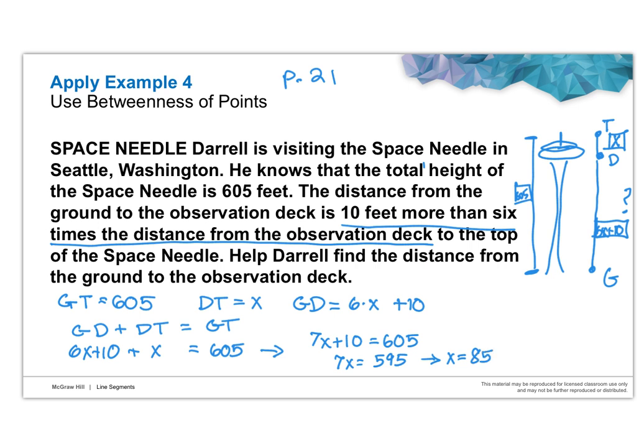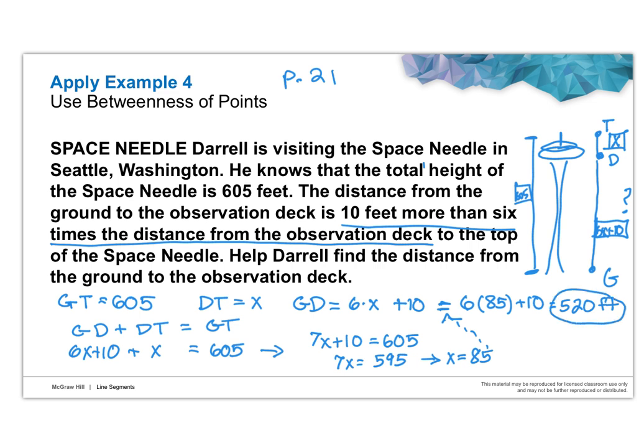Again, go back to the last sentence. Make sure you know what it is you're actually solving for here. And that's the distance from the ground to the observation deck, or the expression for GD. So we're going to loop this 85 right back up and substitute into this expression. So we're going to do 6 times the 85 we just found that x is, plus another 10. And that arithmetic comes out to be 520. Units were given, so make sure you use them in your answer.